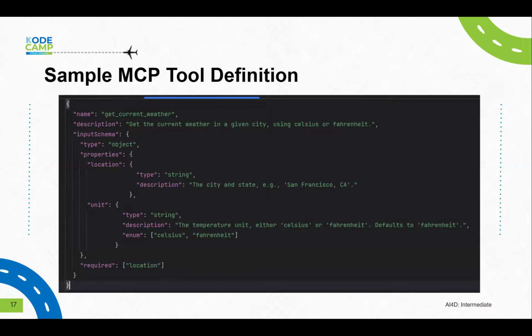So you can see the input schema is a JSON object that defines the arguments, the parameters for that tool, specifying the type for each parameter and its description. And of course, the tool definition also specifies the required input parameters as a list.